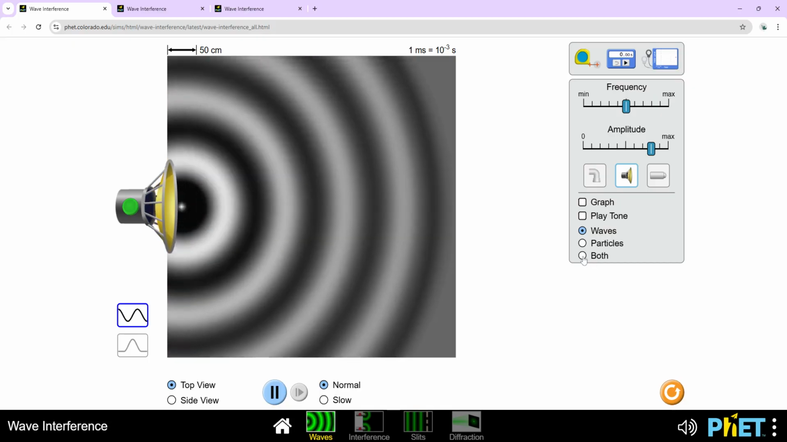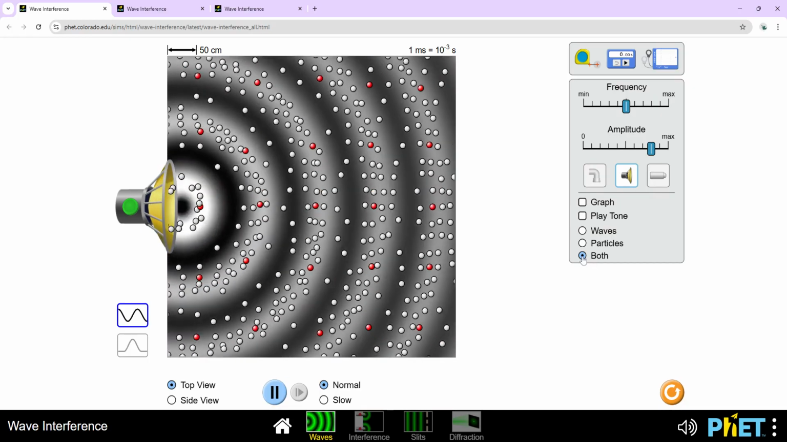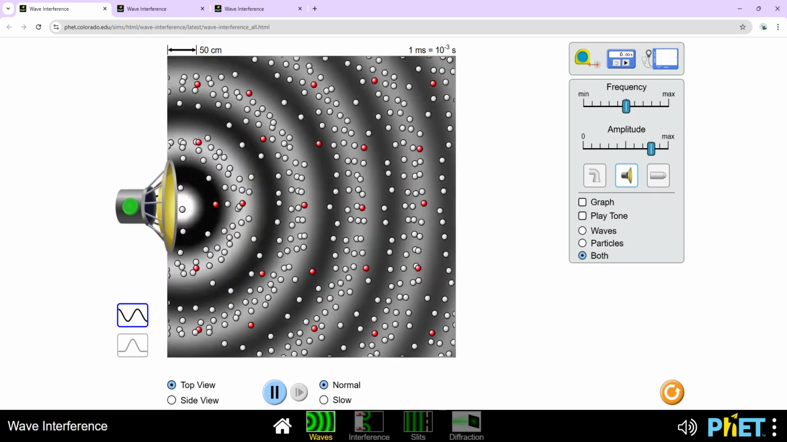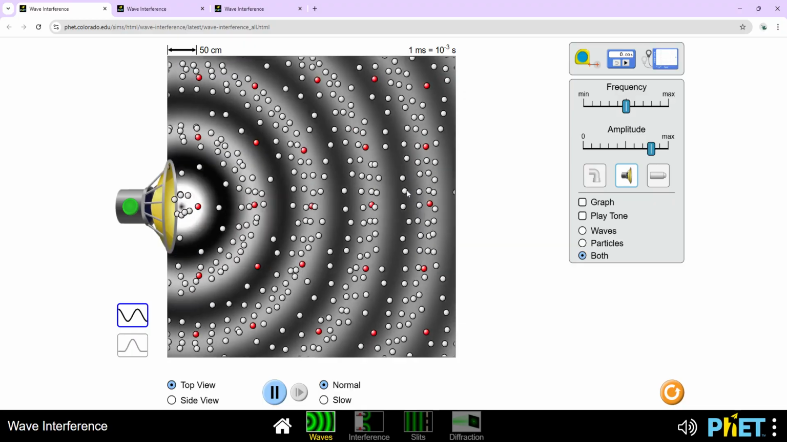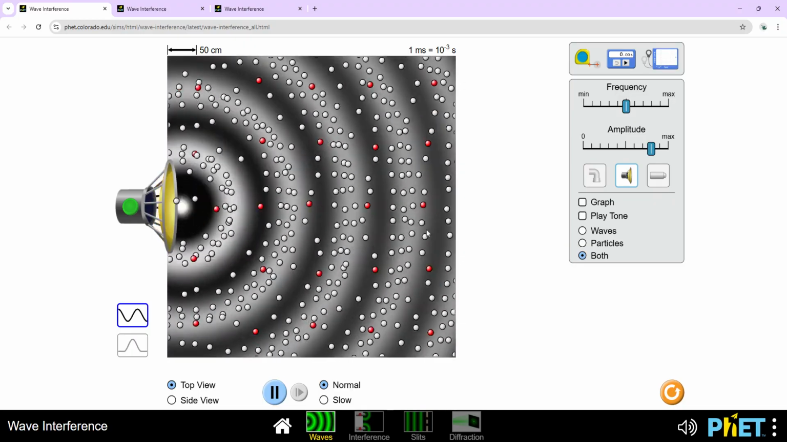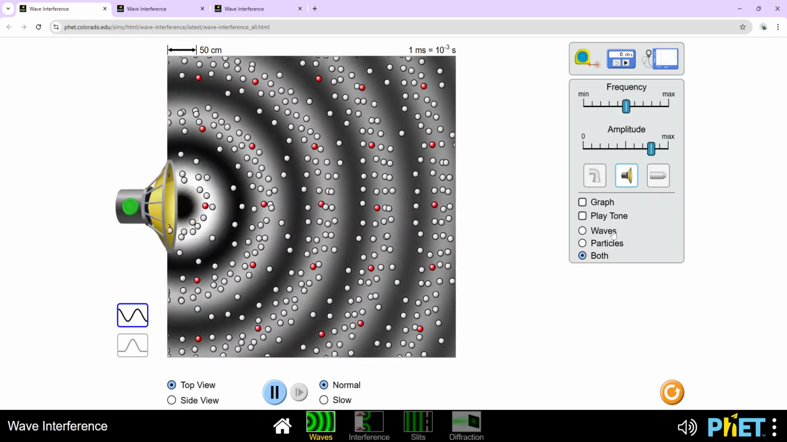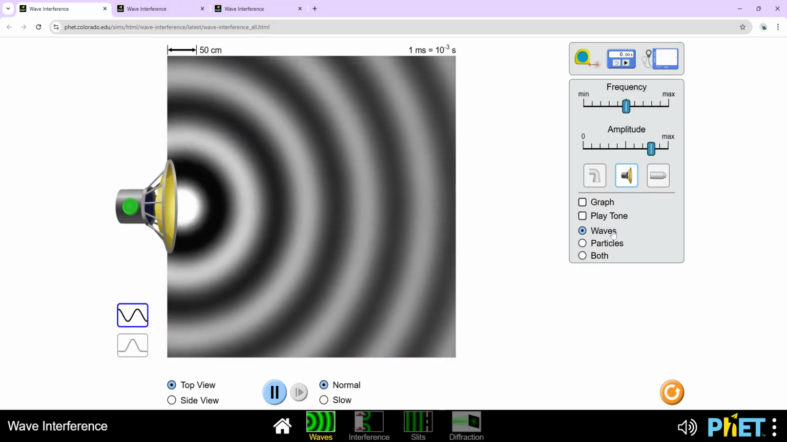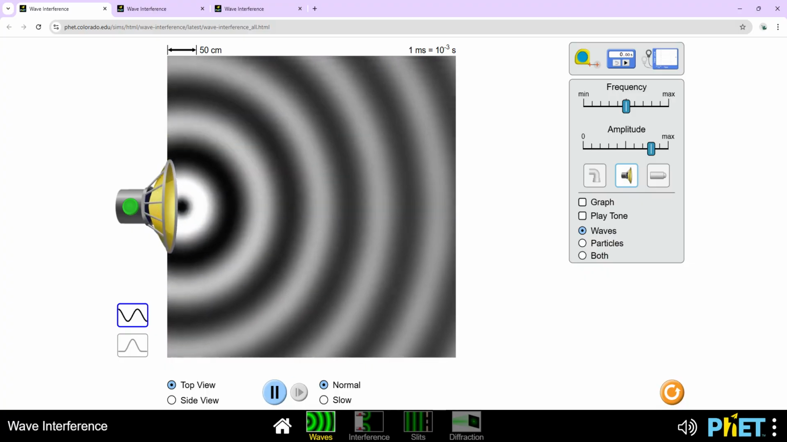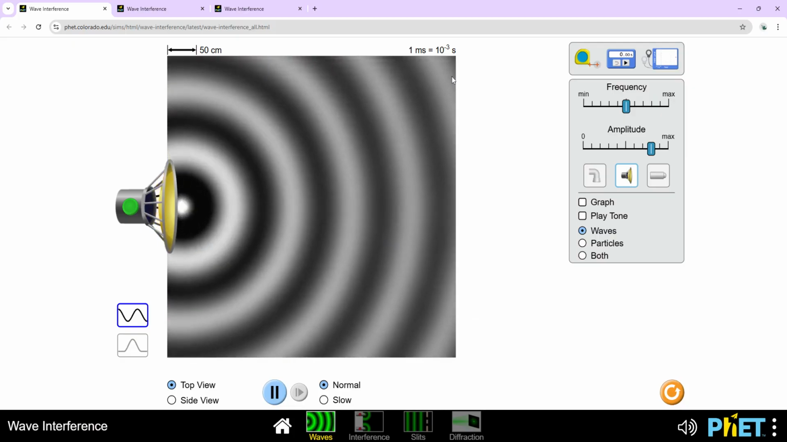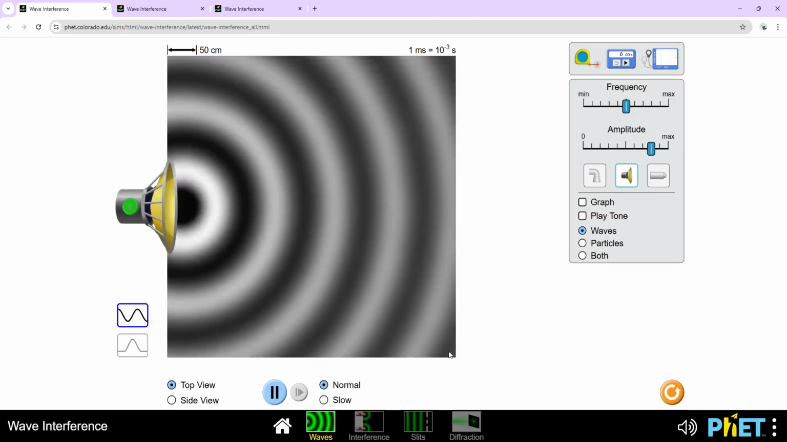So if we have a look at the particles, we can see them vibrating. We can see that the white areas are peaks or high pressure areas, and the black is the troughs or the low pressure areas. So we have a point source, and we have the waves spreading out from that source and arriving along this wall here.